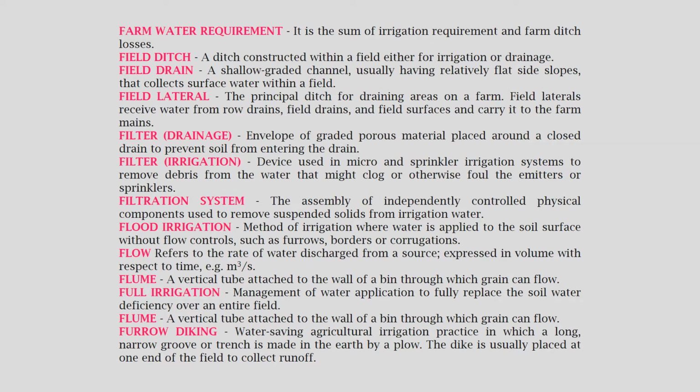A vertical tube attached to the wall of a bin through which grain can flow. Full irrigation. Management of water application to fully replace the soil water deficiency over an entire field. Flume. A vertical tube attached to the wall of a bin through which grain can flow.